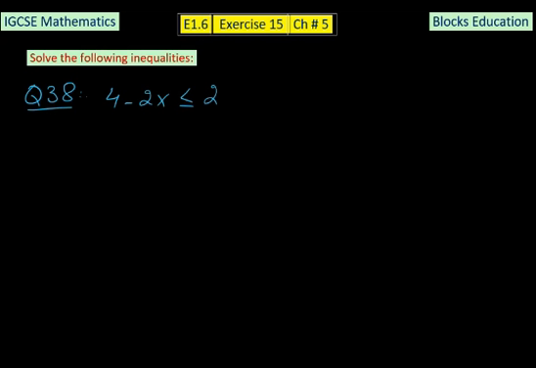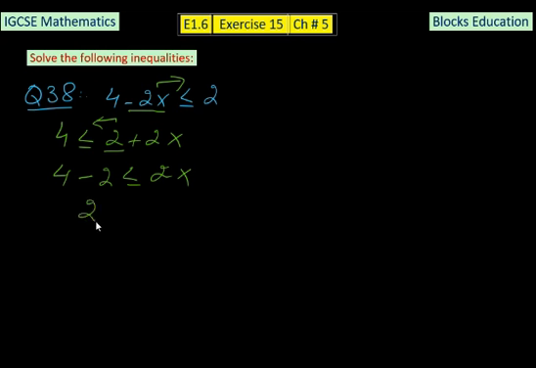In question number 38, it says 4 minus 2x less than or equal to 2. So as we know, better in the first step to make the x plus if it is minus. Because it is minus, better take it onto the right side. So it will be 4 less than or equal to 2 plus 2x. Right, now because we have to make x alone, move that plus 2 onto the left side, so it will be 4 minus 2 less than or equal to 2x. 4 minus 2 is 2, so it will be 2 less than or equal to 2x.